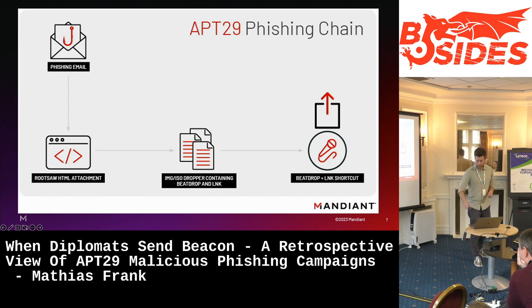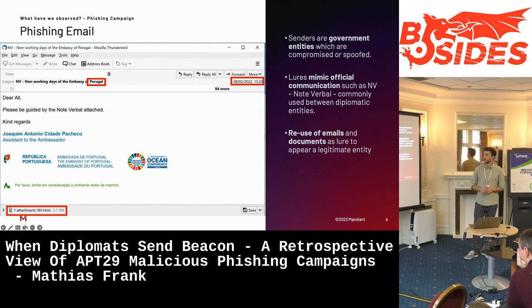Let's start with the phishing emails. So, for example, this is all public information, by the way. There's nothing confidential. And in this particular case, we can see that the return sender was a compromised state agency in Europe. It was sent in February 2022, and it was luring the victim with the subject note verbale, non-working days of the embassy of Portugal, which is a typo, but it's not the first time that we've seen APT29 having typos, because apparently there's QA in their campaigns, who knows?